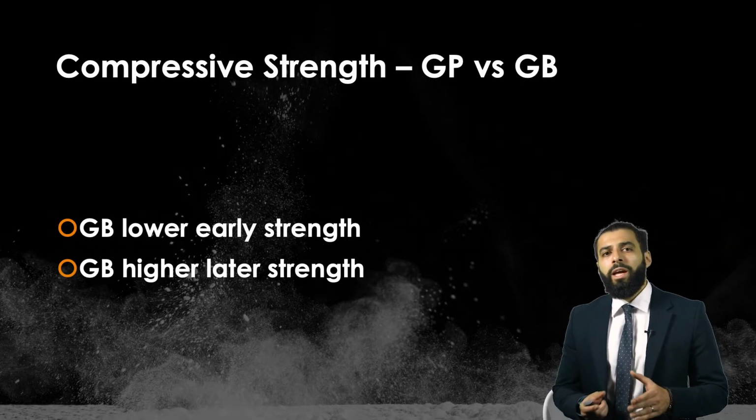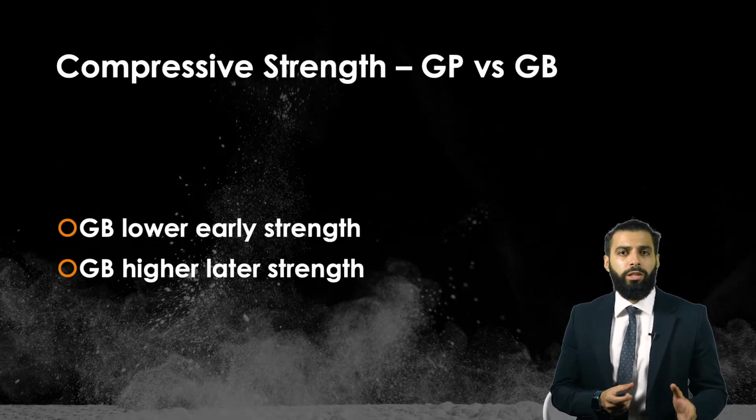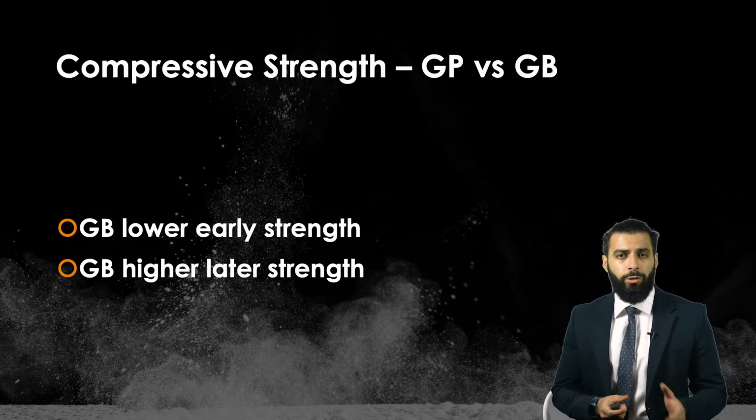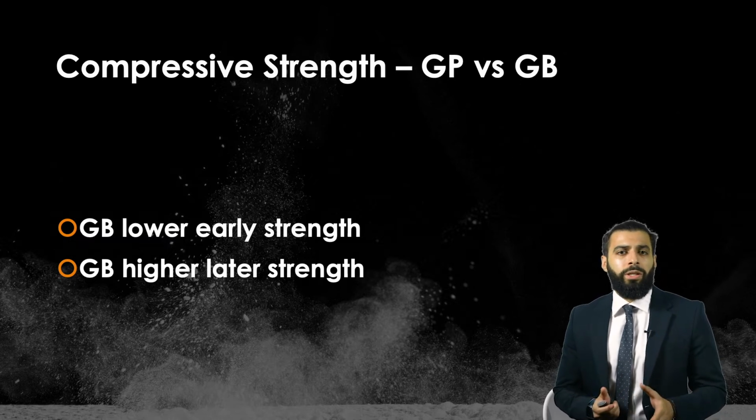Now let's look at the compressive strength and the differences that you see between GP and GB, so your general purpose versus your blended cement. GB typically would have a lower early strength compared to GP.